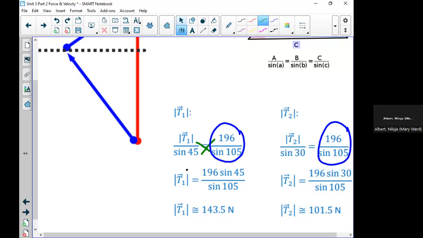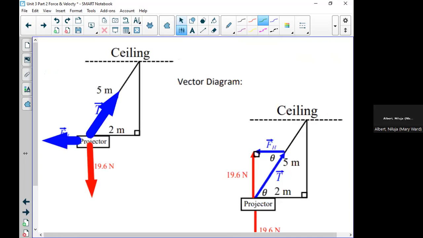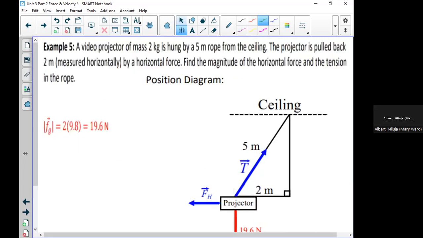Okay, so your notes, where I know this is a lot to take in, we have both published our notes, right, Mr. Bullock? And there is one more question with a video projector mass that is hung by a 5-meter rope from the ceiling. This is similar, but I want you to try to attempt this on your own. Again, for this question, you're going to have a position diagram as well as a vector diagram.